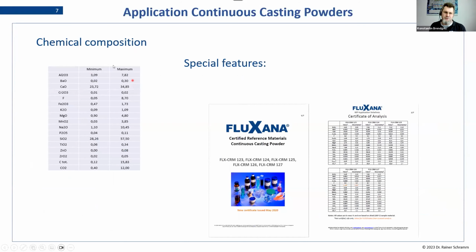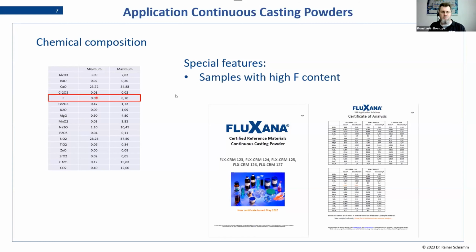This is the general composition or the concentration range of our FLXCC. As a special feature, we can already see it's high fluorine. Well, we start at 0, but we go up to around 10%. And another interesting thing is that we also have carbon in the sample, both as elemental carbon and CO2, so a mixture. Just a quick reference here to one of the FLUXANA CRM sets, a bit of advertising, if you will.